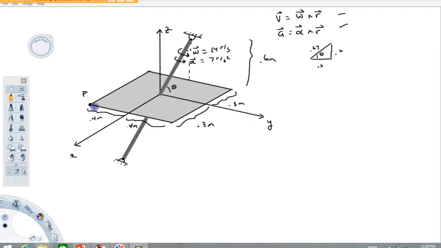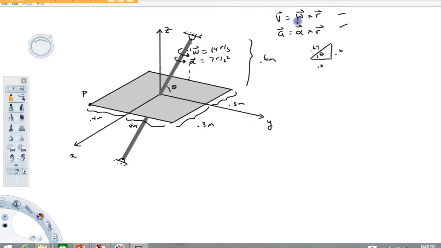What we're looking at here is an object which is 0.8 meters by 0.6 meters, and imagine that it's welded to this bar, and this bar is rotating about this axis at 14 radian per second and accelerating at 7 radian per second squared in the same direction. What we're going to try to do is calculate the velocity and acceleration of this point that I called P using these formulas.